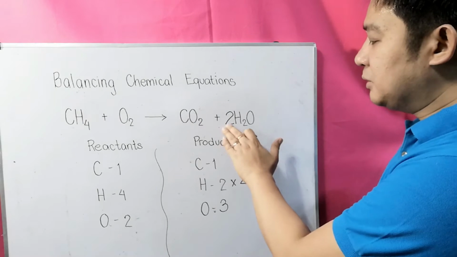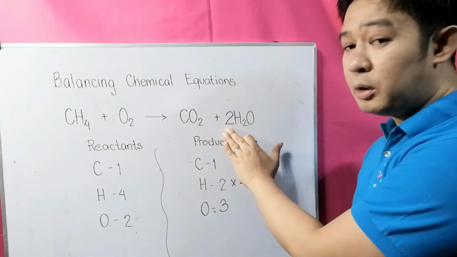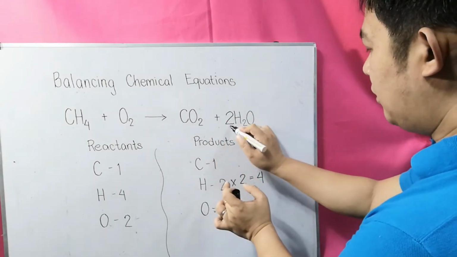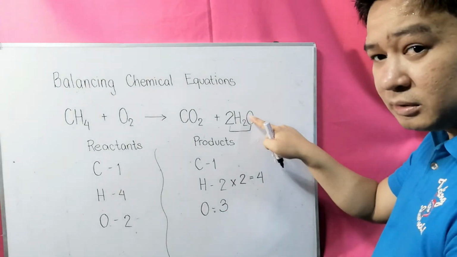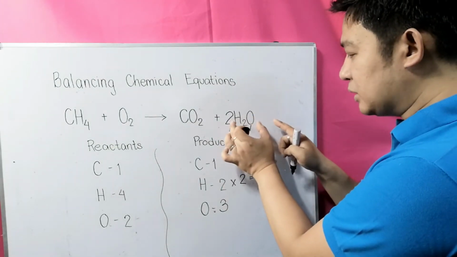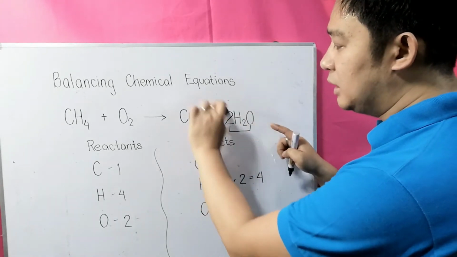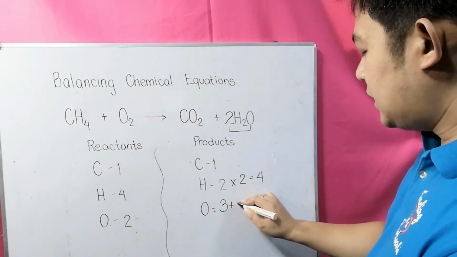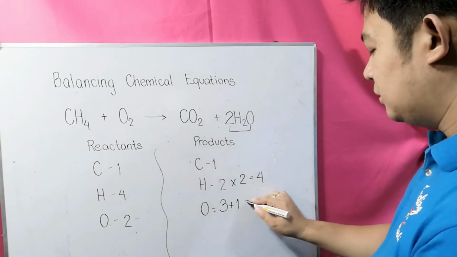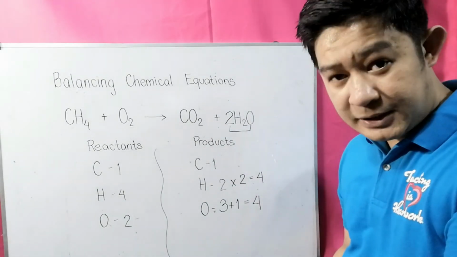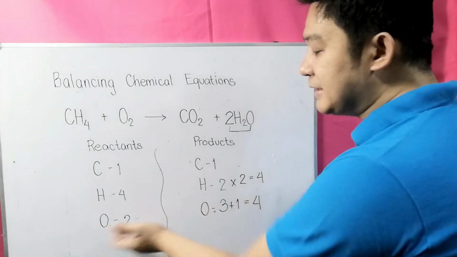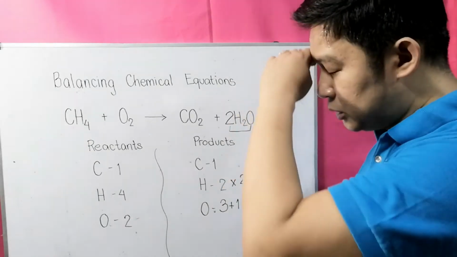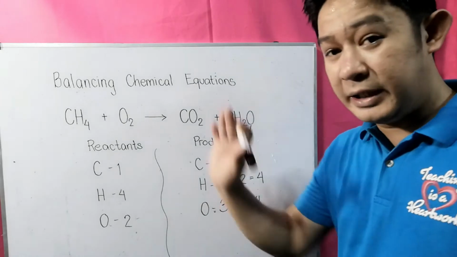However, because of this 2 here, it affects the number of oxygen. So for water now, here we now have 2 oxygen. And aside from this 2 oxygen, we also have 2 oxygen here on the carbon dioxide compound. So that means from 3 and then we add one more oxygen, we have now 4 oxygen, making it unbalanced because the number of oxygen in the reactant side is only 2. So let us now focus on the oxygen on the reactant side.